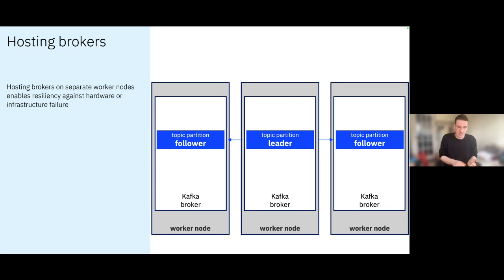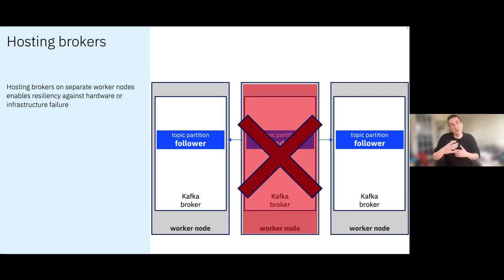So in the event that something takes out a worker node, I should back up and say I'm talking in Kubernetes terms here. So you've got your broker pod running on a physical worker node. If anything happens to that worker node, as long as your other brokers are on other worker nodes, your data is still available, you're still resilient.